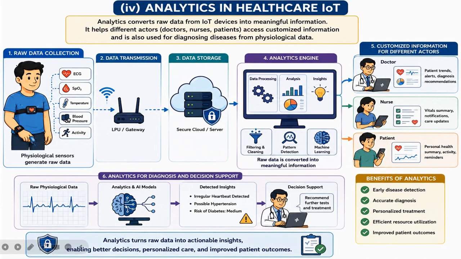And here you can see how the analytics supports the disease diagnostic and decision making. So by analyzing the physiological data, the system can detect abnormalities such as irregular heartbeats, high blood pressure, or early signs of chronic diseases. Now, these insights assist the healthcare professionals in recommending further tests and treatments. So, the benefits include early disease detection, accurate diagnosis, then personalized treatment, efficient resource utilization, and the improved patient outcomes.